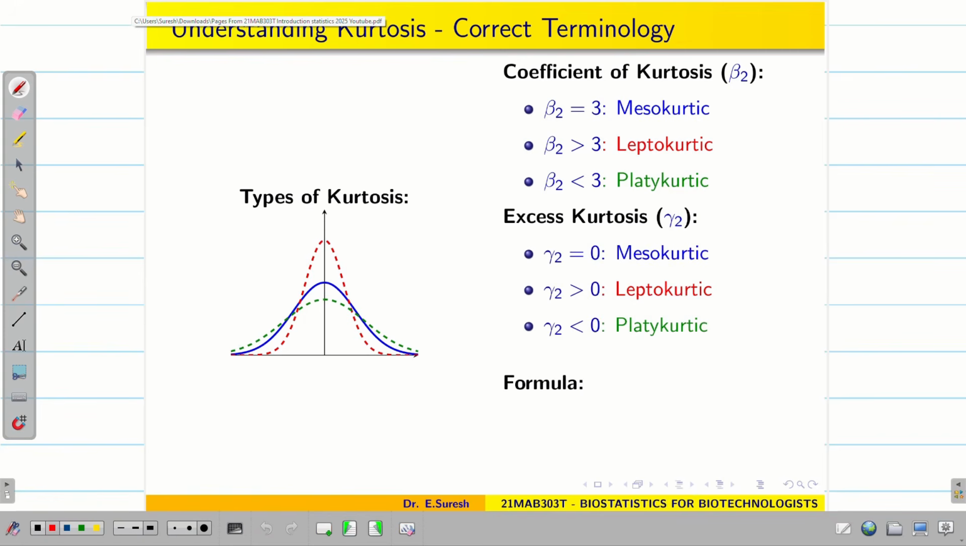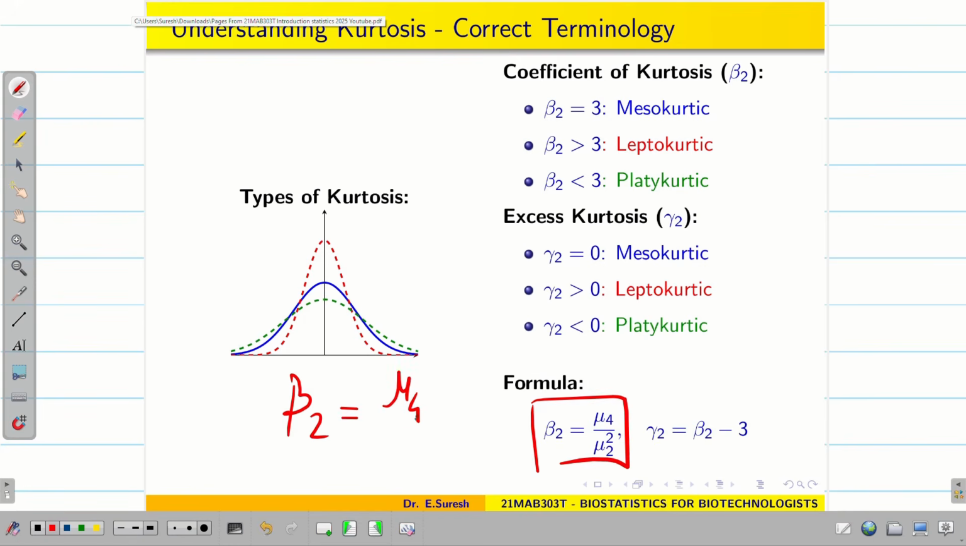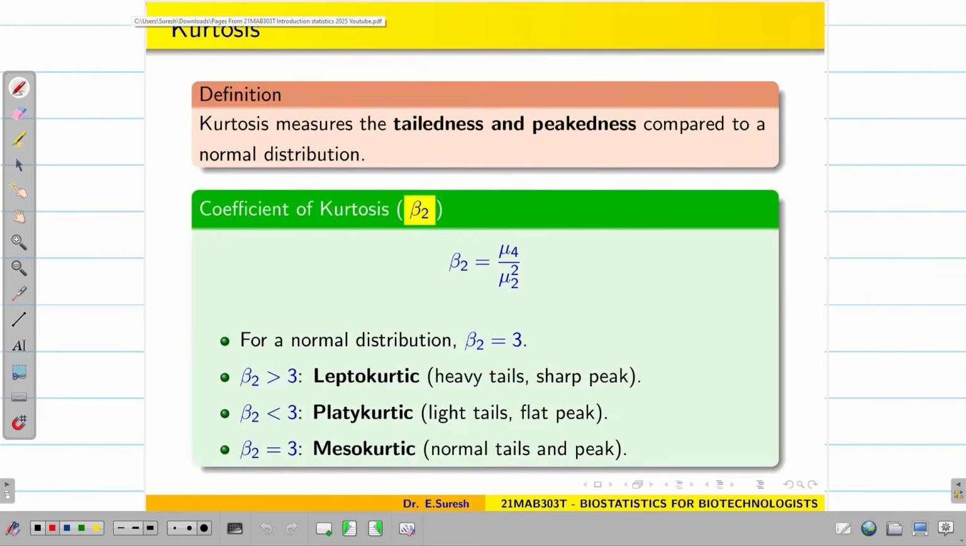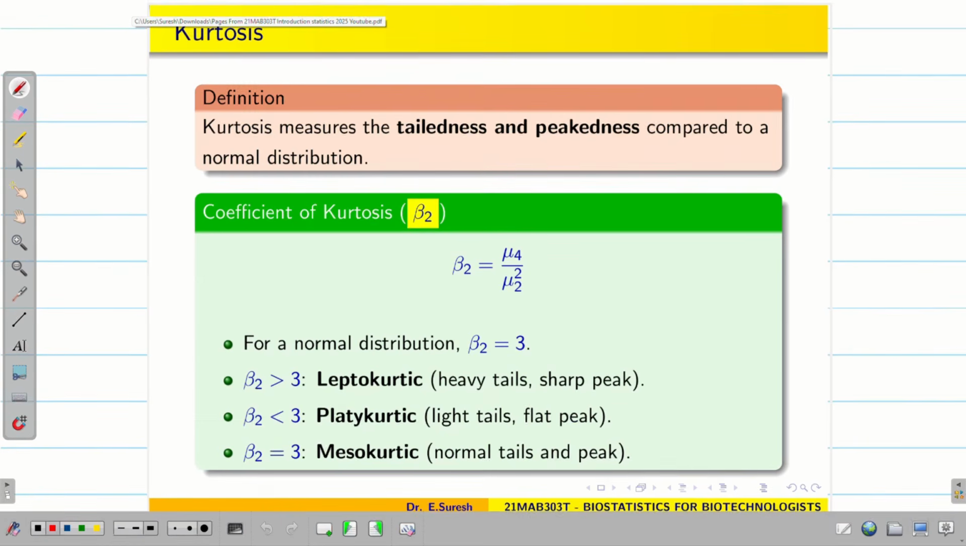So now we write the formula for beta 2. Beta 2 is equal to mu 4 divided by mu 2 square, and gamma 2 is equal to beta 2 minus 3. That's why we are getting beta 2 less than 3, greater than 3, or equal to 3. Hope now you get the picture about both beta 1 and beta 2, students. With this, we will go into the problem solving.